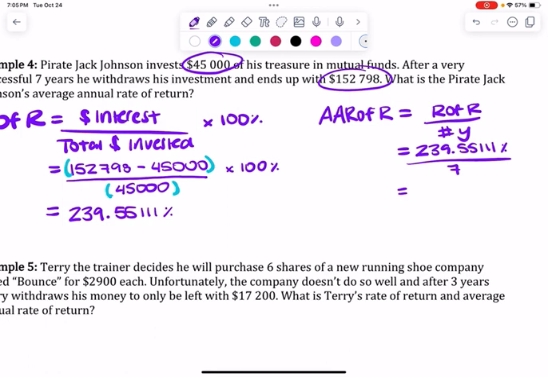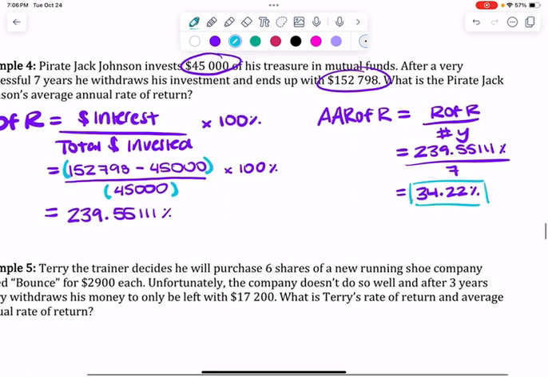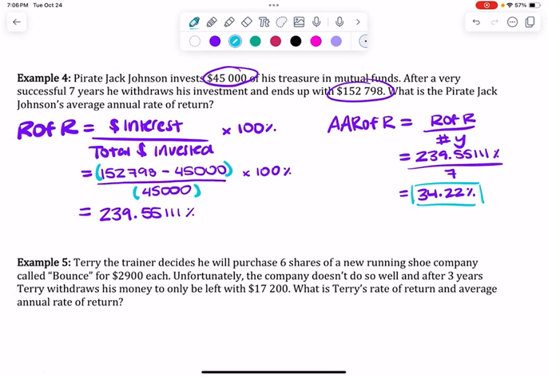Because when you do that division and round to the 2 decimal places, because this is now going to be my final answer, you get 34.22% as your average annual rate of return, which I must say is nearly unheard of. So when investing in his mutual funds, he has a whole variety of things he invests in, probably had some pretty good stocks in there, and the stocks must have just skyrocketed. Much better than being a pirate. So good for you, Jack Johnson. All right, and this here is my final answer.